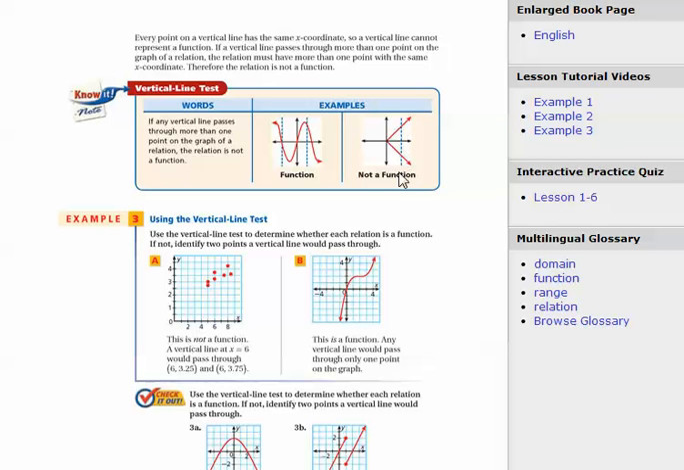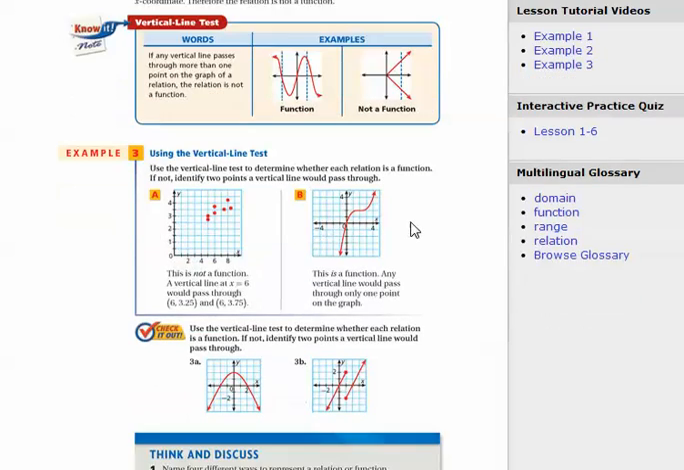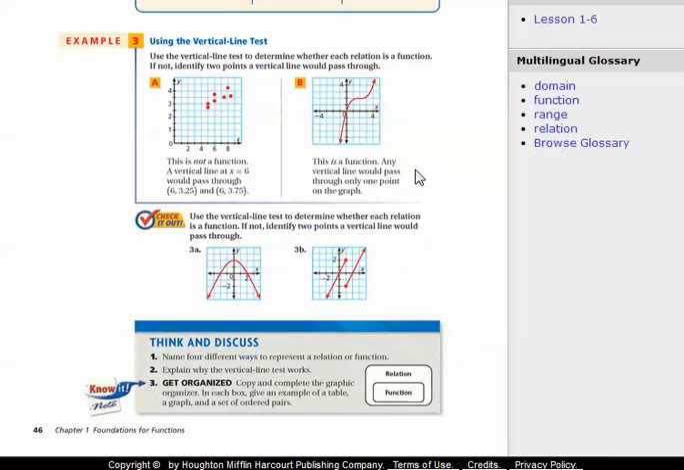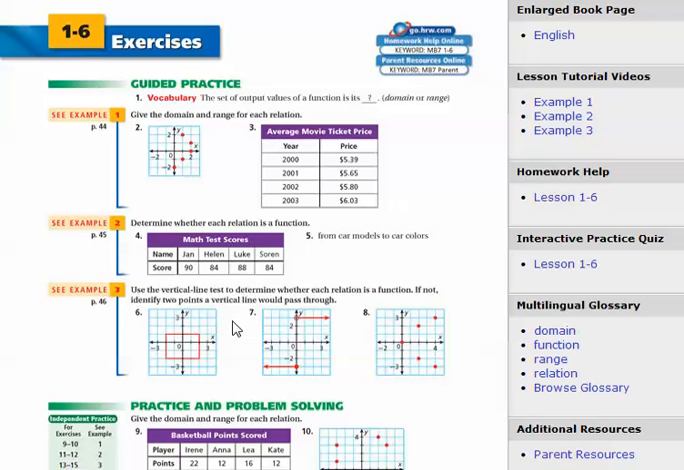You can see in the examples, it's real easy to use the vertical line test if you understand how that works. Then again, you have some problems here that you're looking at and doing. Be sure to use some of this information on the right-hand side. Very good stuff. The interactive practice quiz is always fun to take to check your knowledge and see how you're doing. Again, if you have any questions at all, please let me know, and have a great week.